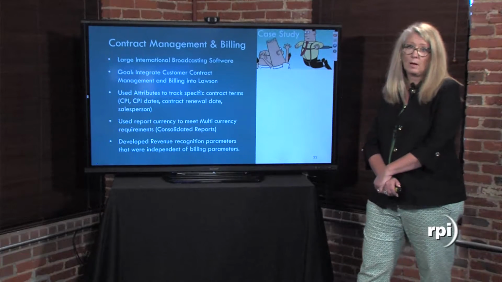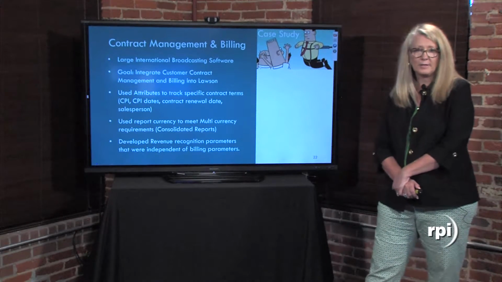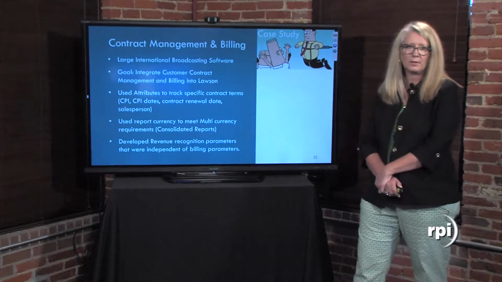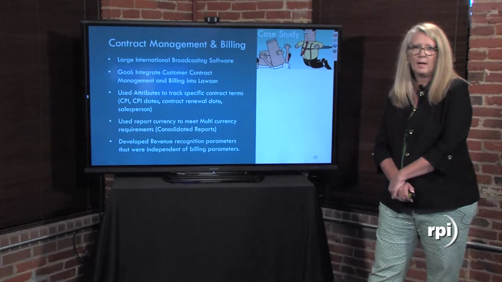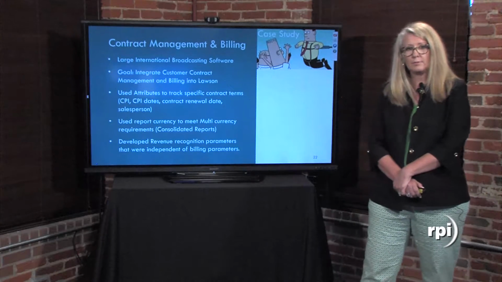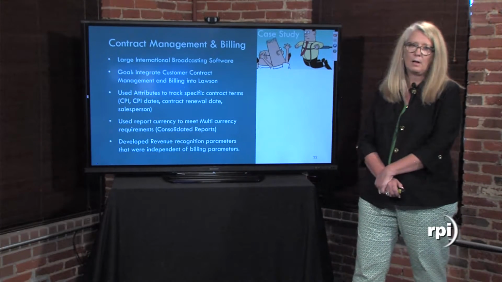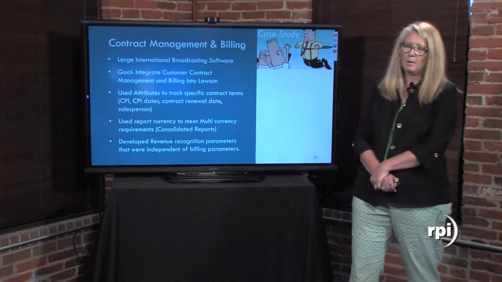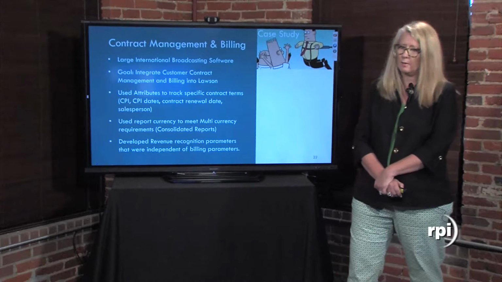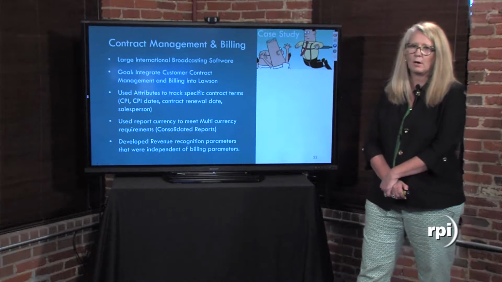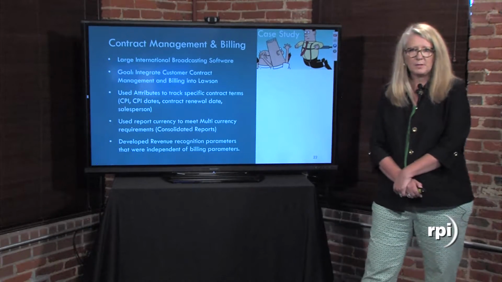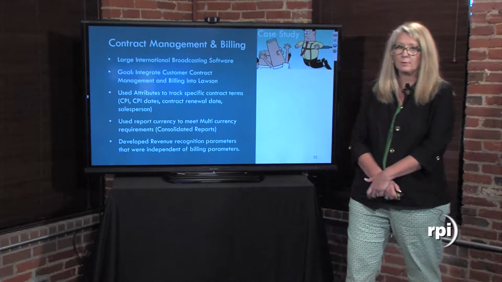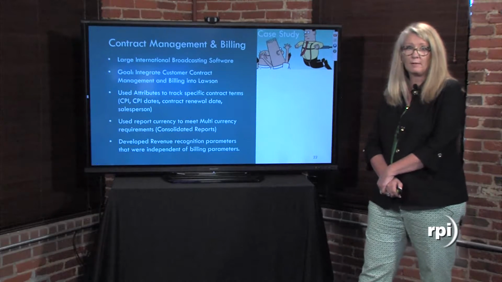They also were international, so we had currency considerations to go in as well, and we used report currency to meet their multi-currency requirements. And we were also able to develop different revenue recognition parameters from their billing parameters. There are many different types of billing and revenue recognition in ACBR. For billing, you can do time and materials, pass-through, cost-plus, milestone, and I can have different revenue recognition parameters as well.